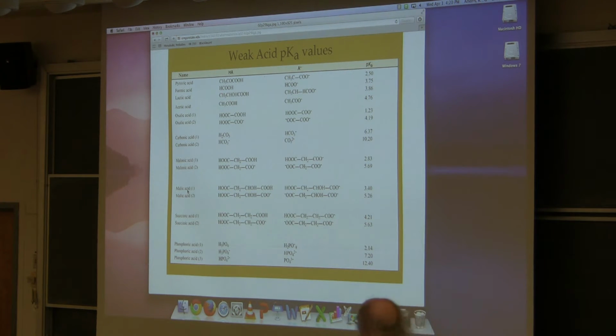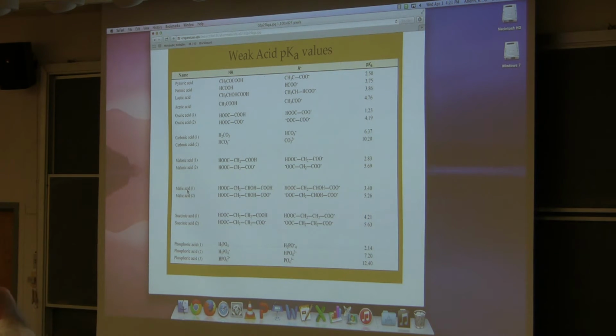Amino acids that we're going to talk about have this property. Every amino acid has at least 2 pKa values. Some of them have 3 pKa values. Phosphoric acid down here has 3 pKa values, but it's nothing more complicated than what you saw up here. You'd have a flattening at 2.14, a flattening at 7.2, and a flattening at 12.4.